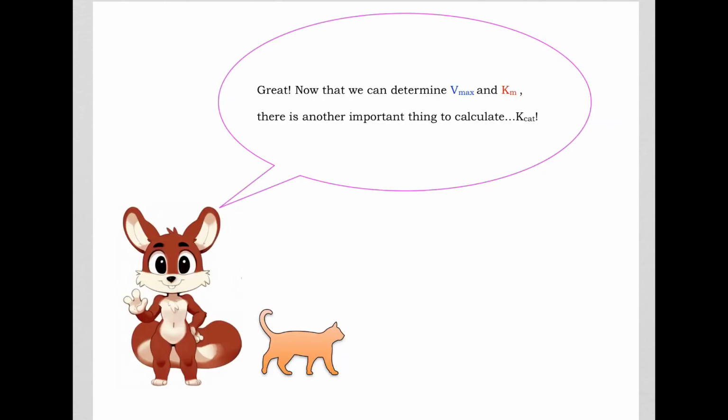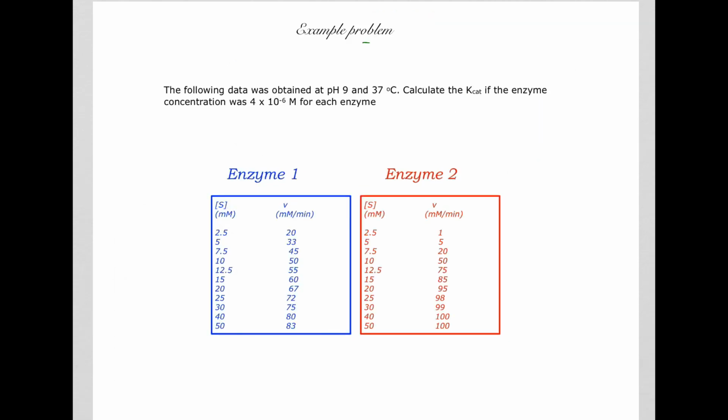So besides Vmax and Km, there is another very useful value that we need, and that's called Kcat. So let's see how we can determine Kcat. So here's an example problem. We have these two sets of data, the same data that we've used before. This data was obtained at a certain pH, at a certain temperature. Remember, enzyme reactions have to be done at fixed pH and temperature values, very important variables to be controlled.